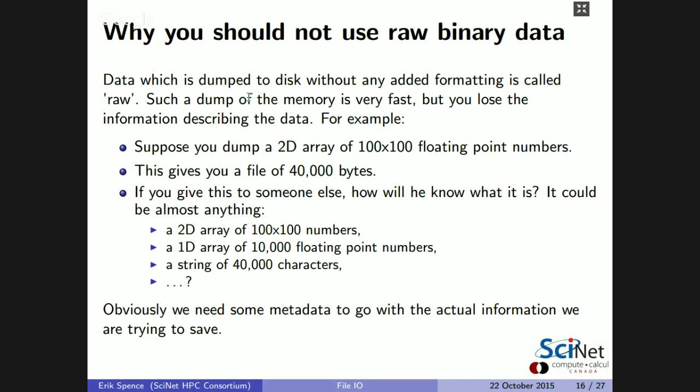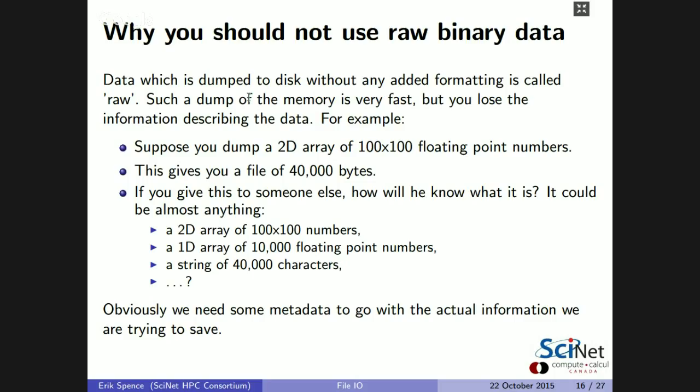Now, it might be tempting to just take your huge block of memory and just drop it to file. That's called raw binary data, okay? We're just going whole hog, just dropping it. And that's fast and efficient, but there are some problems with that. The problem is that you don't know what you've got, right? When you go to read that thing, you better know what it was, because there's no way you're going to be able to figure it out after the fact, right? It's just raw numbers. There's nothing describing this thing.